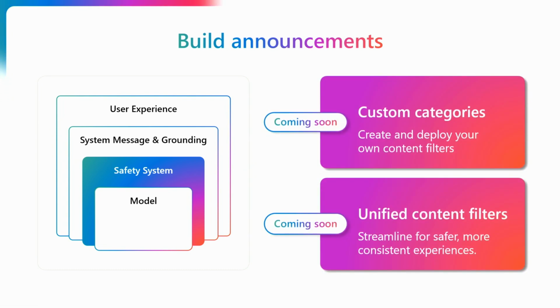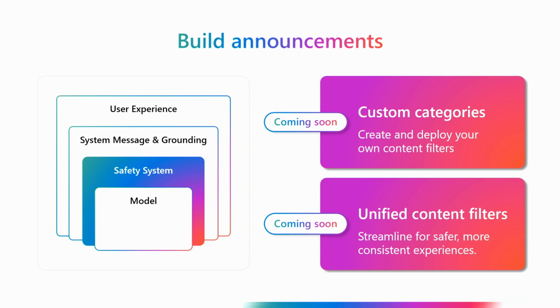All right, and finally, a Build exclusive announcement I'm really excited to share with you today. Custom categories are coming soon to Azure. As I mentioned previously today, our content safety system is capable of filtering out 4 main content categories: harm, violence, sexual content, and hate. But what if you have another content category that's important to your application? So right now, you can build a custom model within Azure to help keep your deployment safe.